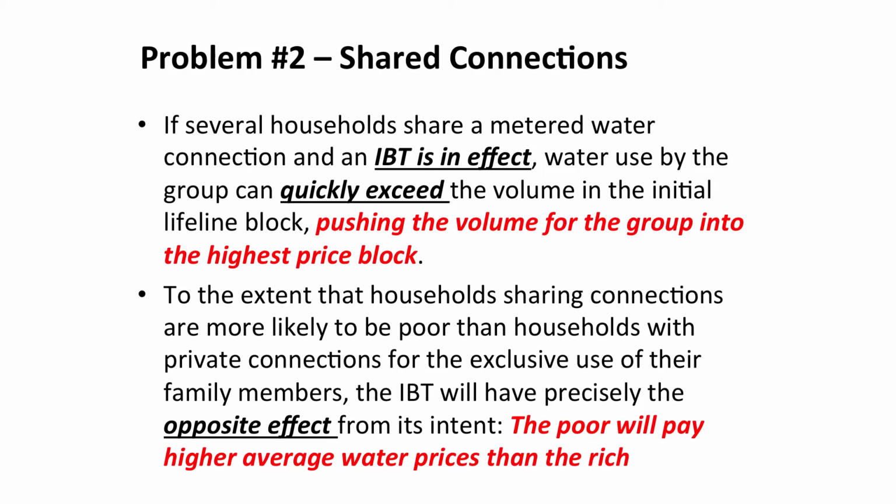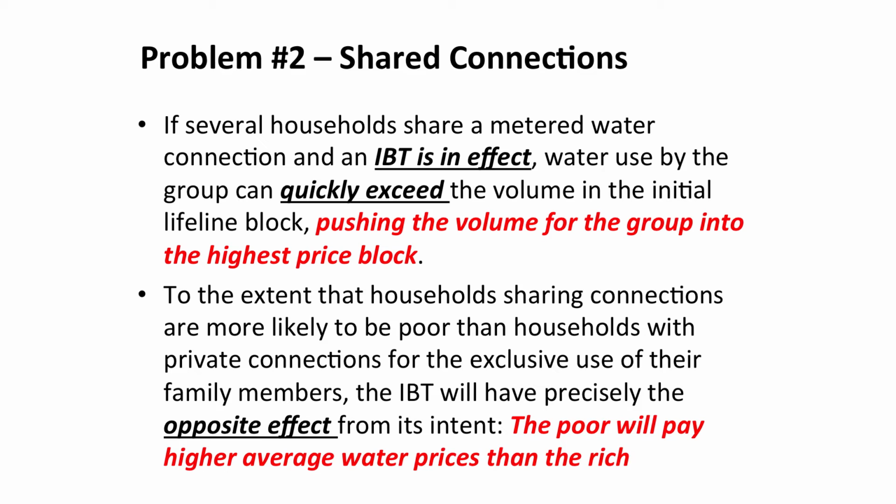The second reason is that an increasing block tariff structure can only work as planned if rich and poor households both have private metered water connections. But in many cities in low-income countries, poor households obtain water from shared connections. If several households share a metered water connection and an IBT is in effect, water use by the group of households sharing a connection can quickly exceed the volume in the initial, so-called lifeline block. The volume of water used by the group will quickly push the price to be paid into the highest price block.